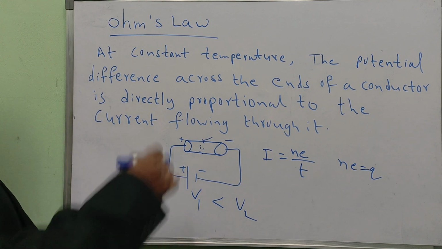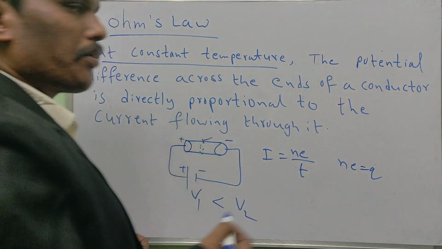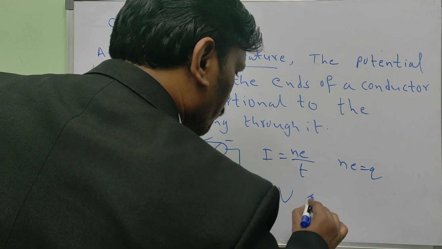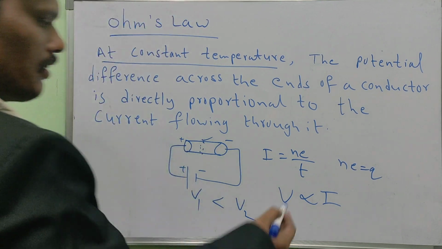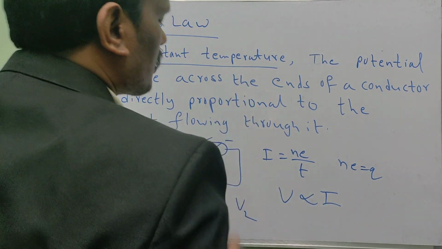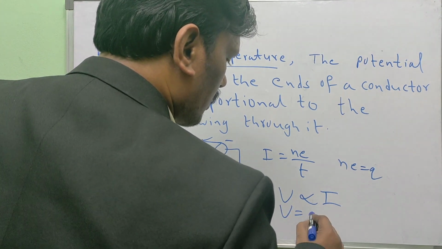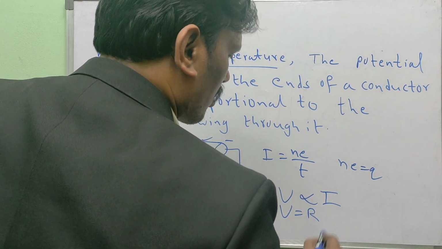In this situation, we use the phrase at constant temperature. My dear students, here V is proportional to I. So that is Ohm's law. This is at constant temperature. Here one proportionality constant will come. That proportionality constant is nothing but resistance R.